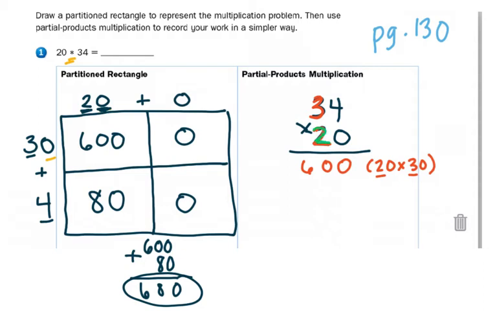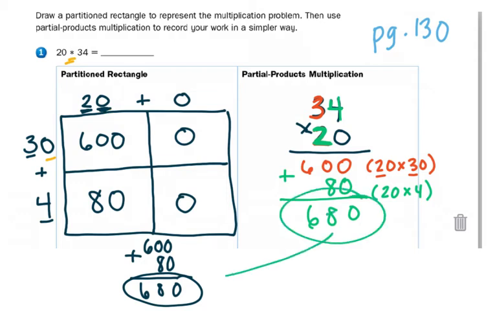Now I'm going to take the 20, the value of the 2, times the 4. You don't have to write this down, but this is what I'm doing. 20 times 4 is 80. I'm going to add those two numbers up, and guess what? I end up with 680. You may find that one is easier than the other way to do it. Some of you may find partitioned rectangles is so much easier for me to just keep myself organized, and some of you may say that's too much work. I'm going to do partial products.